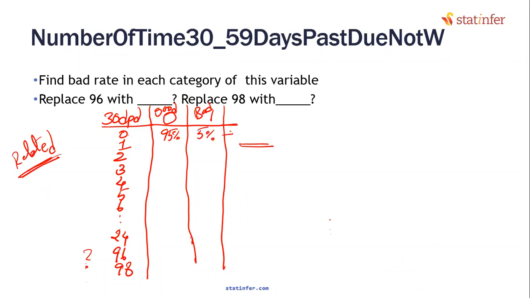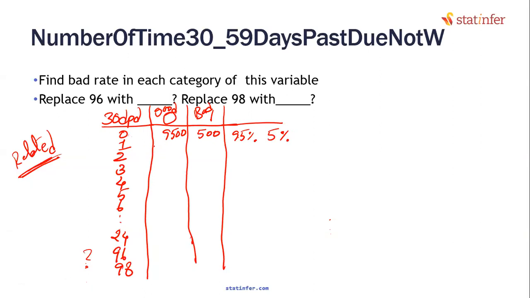From where will I get this information? From the data only. So I'll go to the data, I'll create a cross tab. In fact, first I'll get the frequencies. Maybe there are 9,500 customers here, and only 500 customers here. Then I will convert into percentage. 95% are here and 5% are here. Okay.